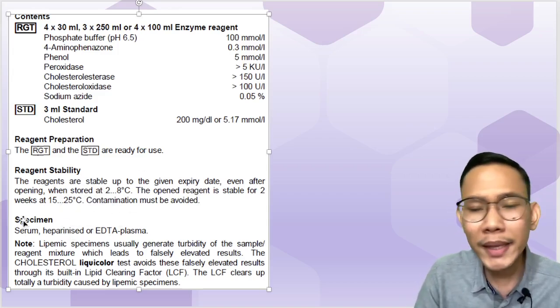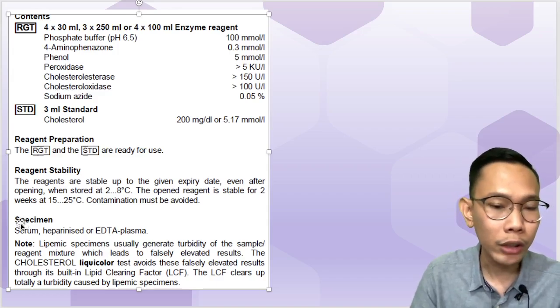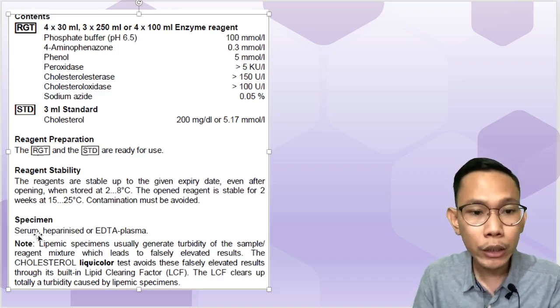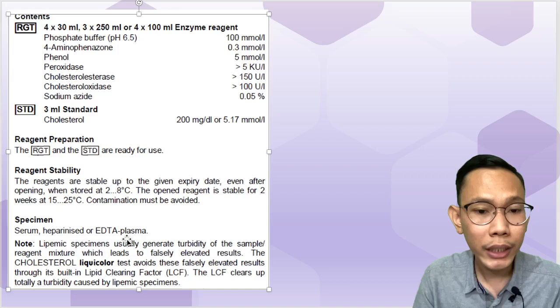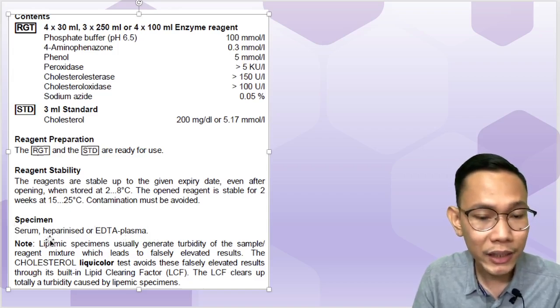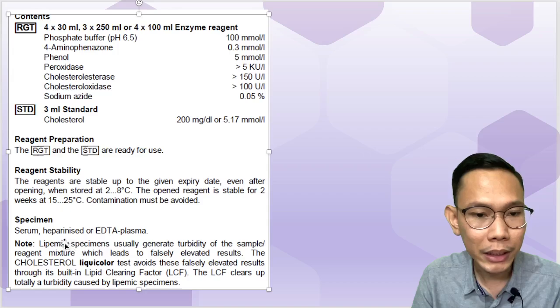So Doc, ano mga specimen na pwede natin gamitin for this particular test? You can use your serum, your heparinized or your EDTA plasma. So again, these are the different specimens na pwede nating gamitin.